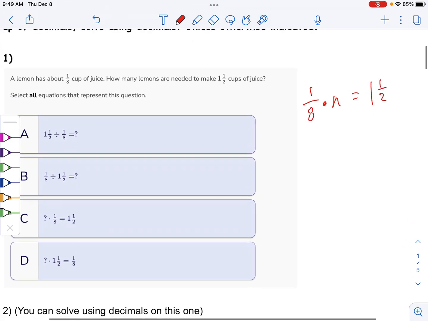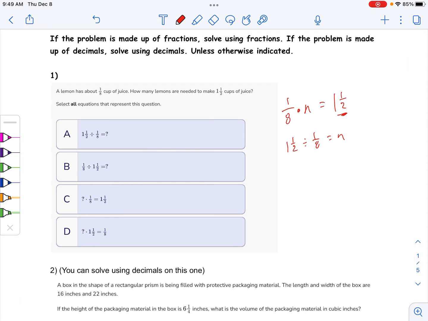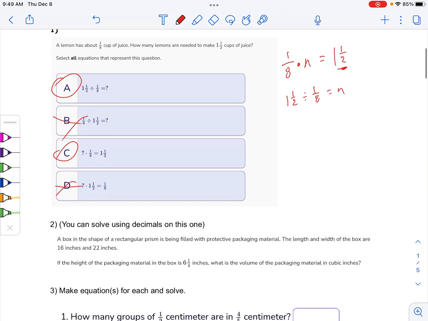And if I know the multiplication problem, I know the division problem, because this answer comes to the front. So 1.5 divided by 1/8 should get me n. All right, so which ones match that one? Literally this one. And then the multiplication problem: you know what? This is actually it right here. In multiplication you can do either order. 2 times 3 is the same as 3 times 2. So that one works. These guys do not work. Awesome, thanks for playing. Number 2.